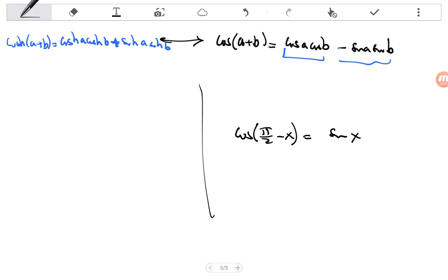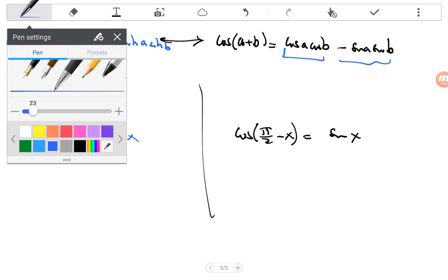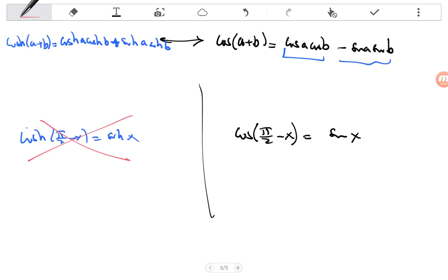Okay? So would I have a rule like this in hyperbolic functions? Could I say that cosh of pi over 2 minus x would be equal to sinh x? No. This is not correct. One would say we don't have here two sines or two tans multiplied by each other, so I wouldn't change the sign of any terms, so he would write it like this. No, this is an incorrect formula. Why is it incorrect?